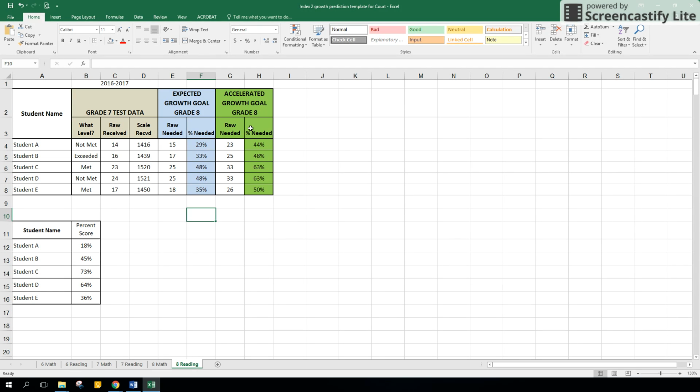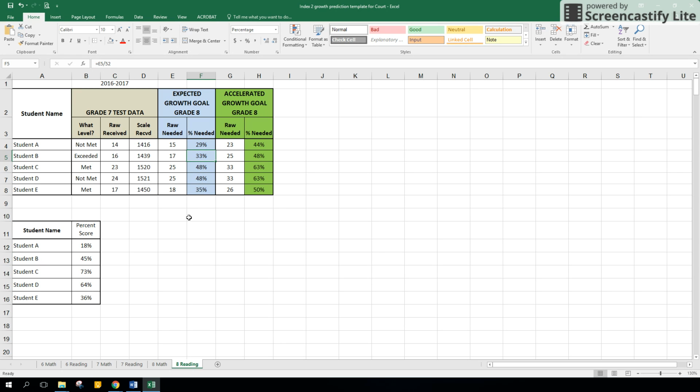If you are not doing this on the computer and you want to do this on paper, you'll need to print out your student scores list and then take a blue highlighter and a green highlighter and do exactly as we're doing here. So looking at student A, they scored an 18% on their unit assessment. Looking up at their growth goals, they needed a 29 to meet expected growth and a 44 to meet accelerated growth. They did not meet either, meaning they did not score higher than either of those two, so this student does not get color-coded.